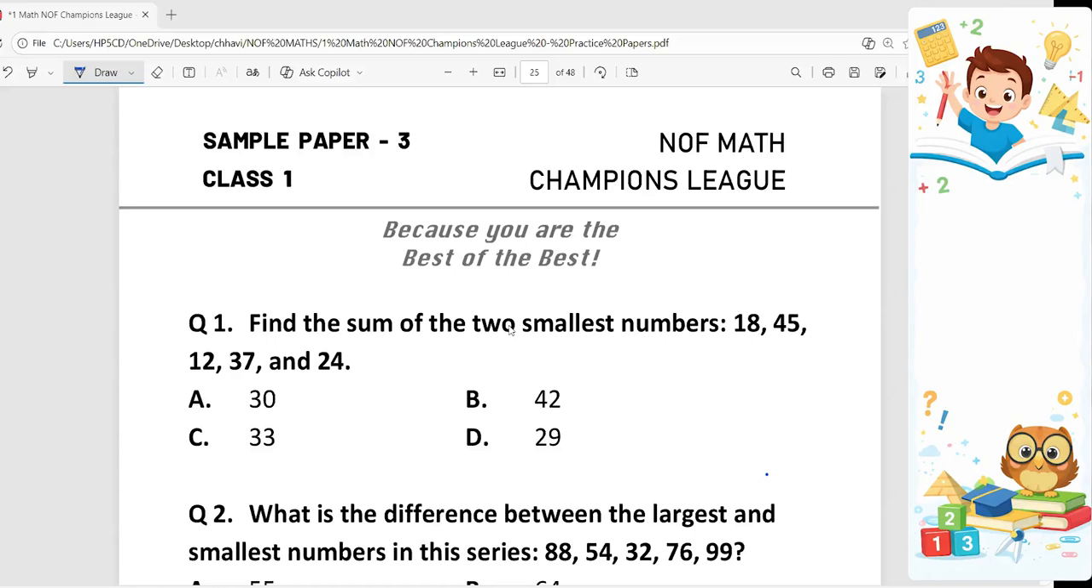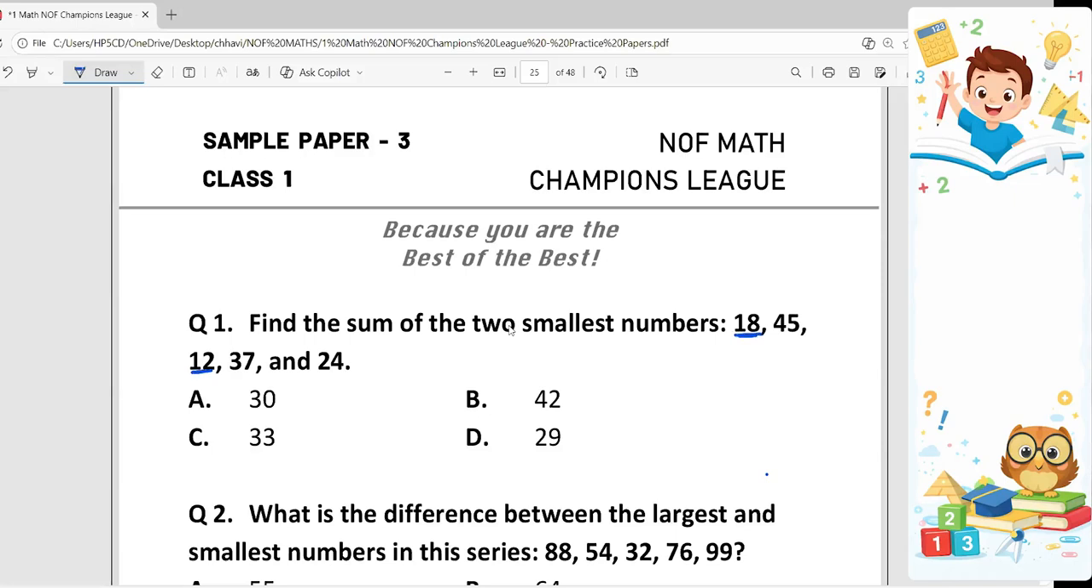Let's start. First question. Find the sum of the two smallest numbers from this one: 18, 45, 12, 37 and 24. So let's find the smallest numbers first. This 18 is smaller than 45, 24, 37 and this 12 is smaller than all these 5. So we got our two smallest numbers: first is 12 and second is 18.